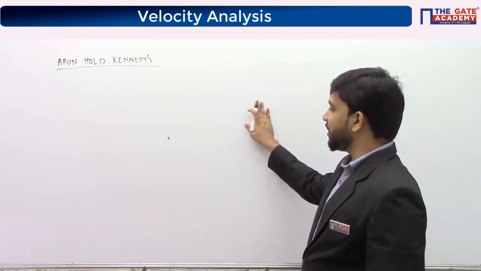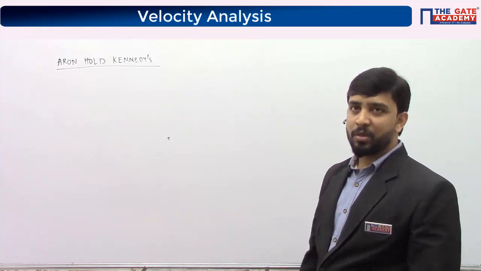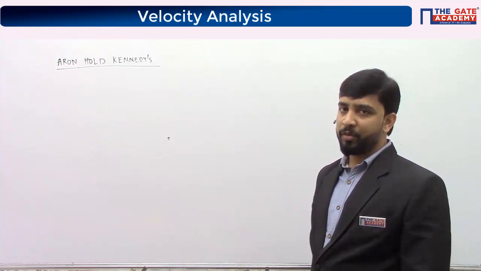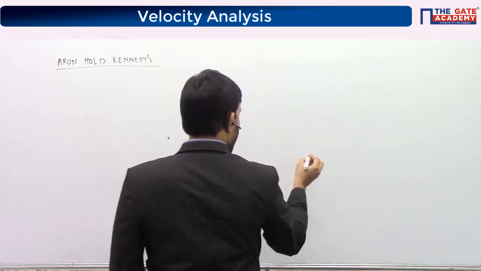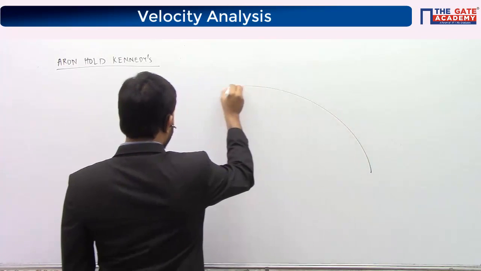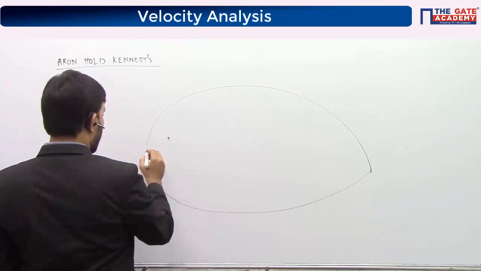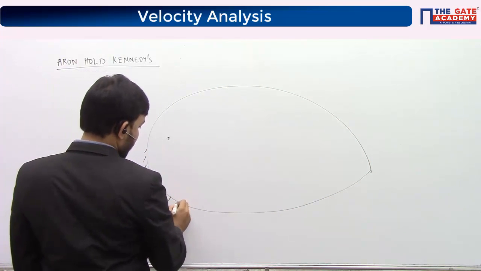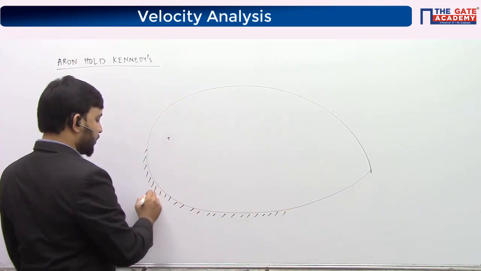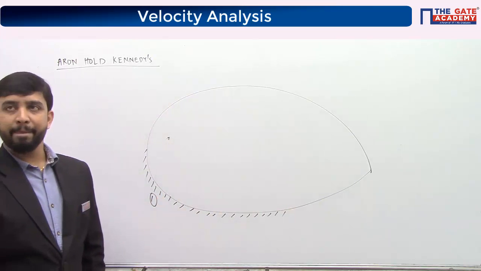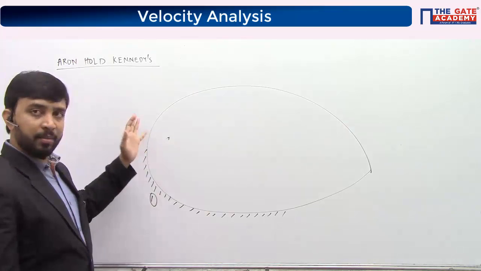So this Aronhold-Kennedy theorem, the instantaneous center for two moving bodies, is based on logical reasoning. The proof for this is based on logical reasoning. So let's see here. I'm considering three bodies. This is body 1, basically the board, which is a fixed body. Mostly we call fixed links as link number 1.